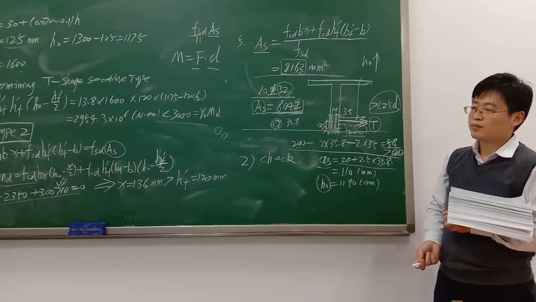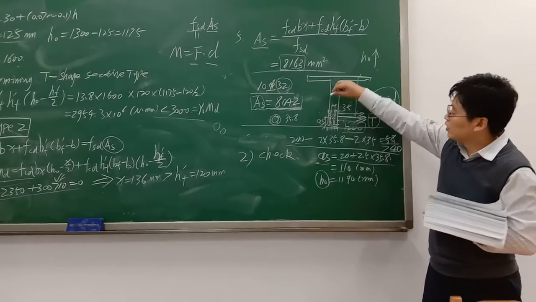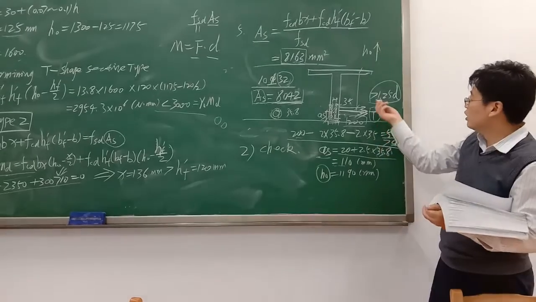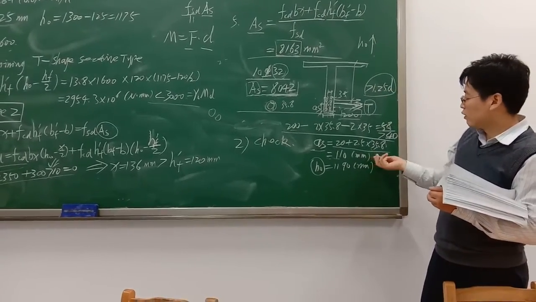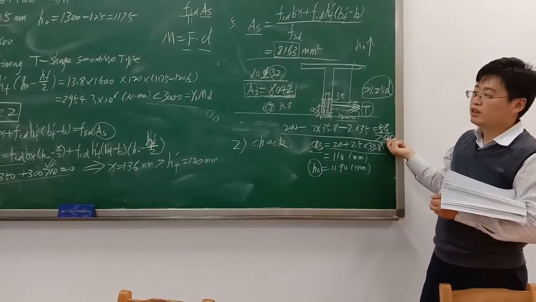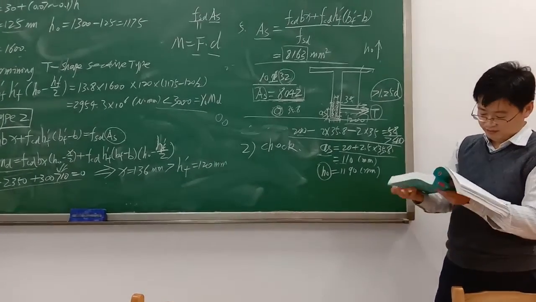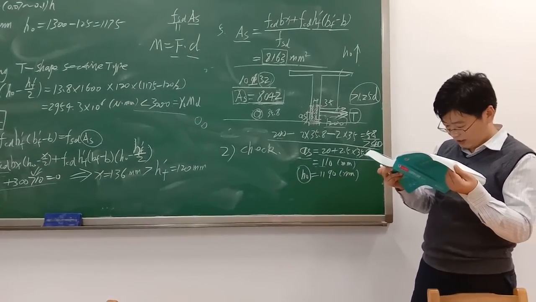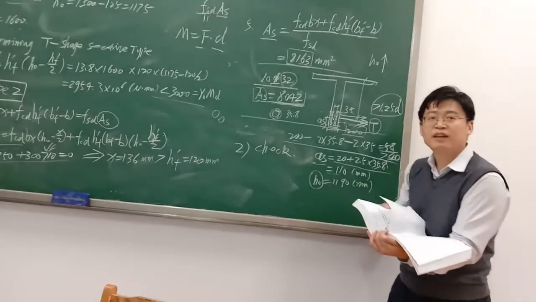So we check if the space between these 2 columns is large enough. We need it to be larger than 1.25 D. 1.25 D is equal to 40. So you got it? We are still processing.